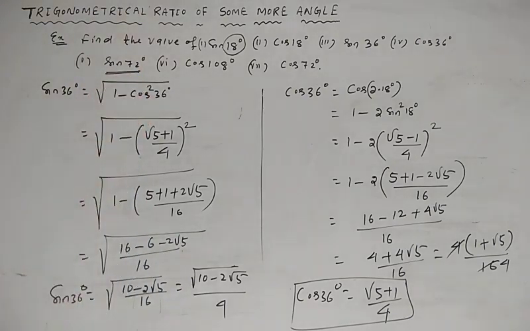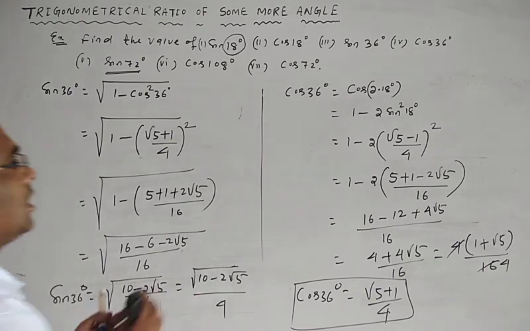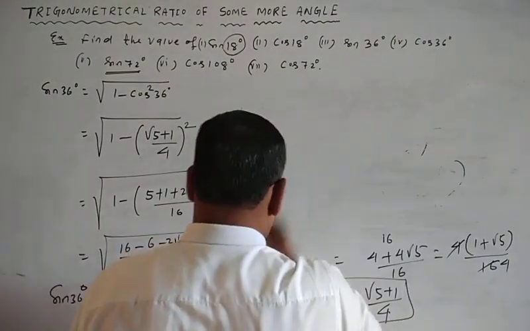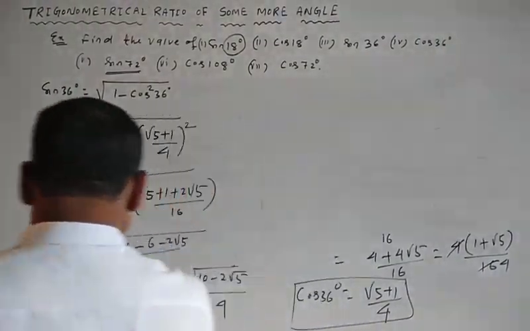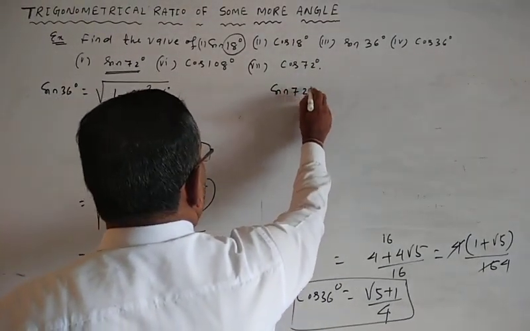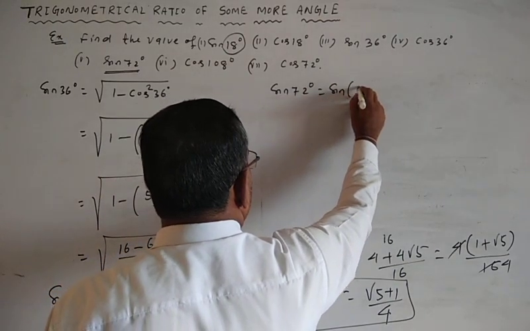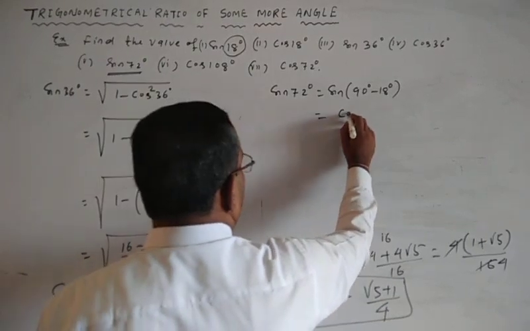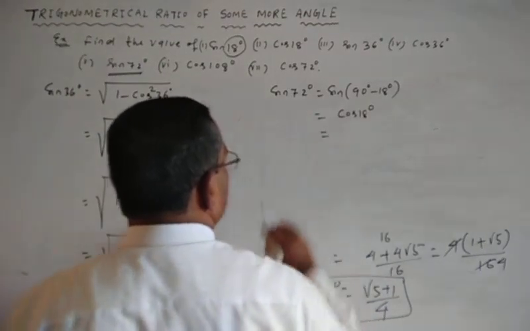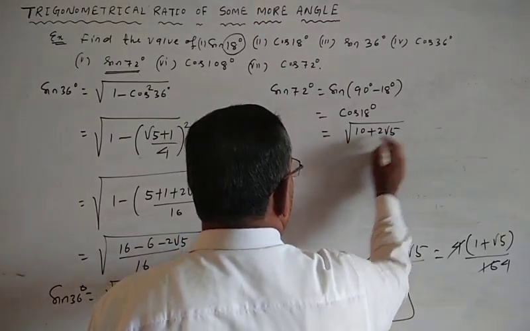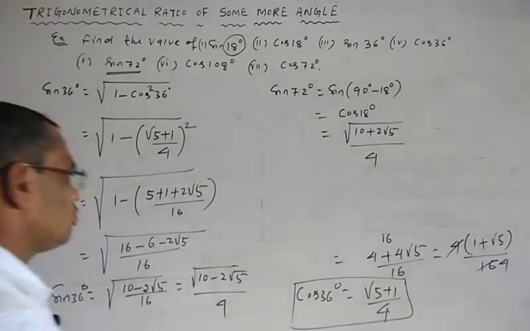So sin 72 degree means here you write 72 equal to 90 minus 18 degree. So sin 72 degree is equal to sin(90 minus 18), and sin(90 minus 18) is equal to cos 18 degree, and cos 18 degree is equal to root over 10 plus 2 root 5 by 4.